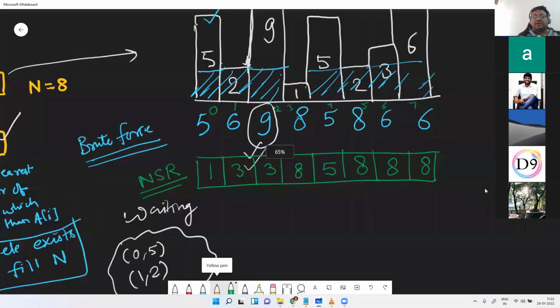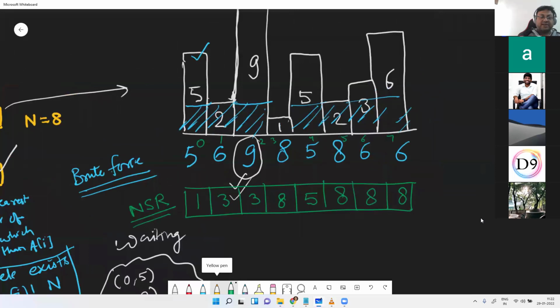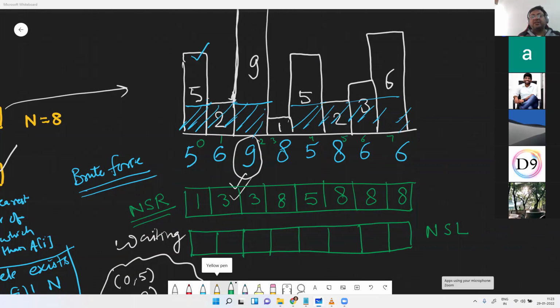Same way, take some time yourself and fill next smaller element index to the left. Fill one more array where you are saying next smaller index to the left, and let me know once you have filled it. For each index, fill the next smaller element index to the left, and if you don't find it, put -1.